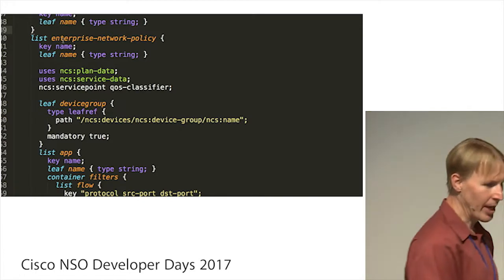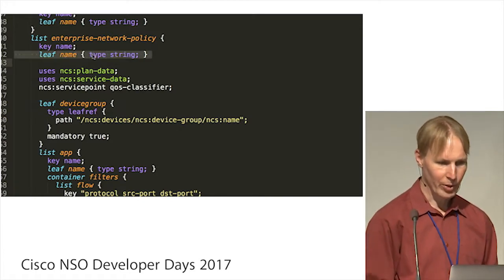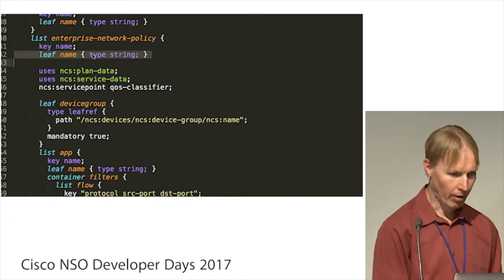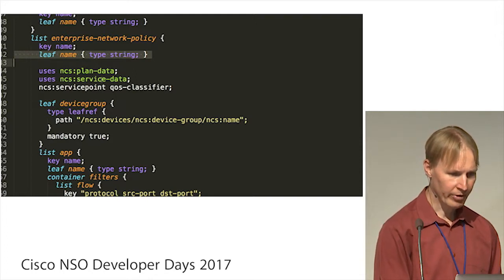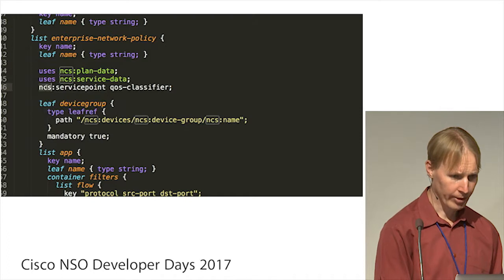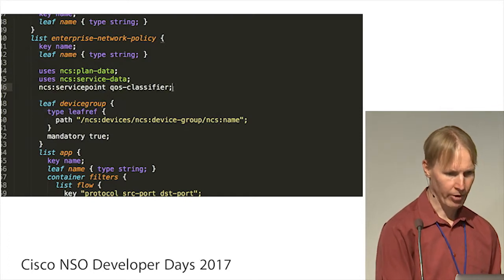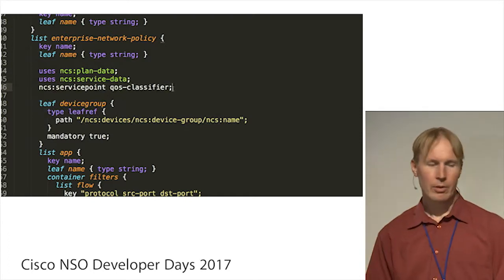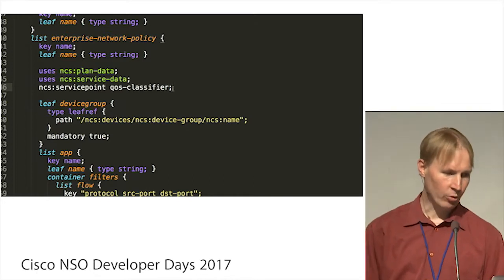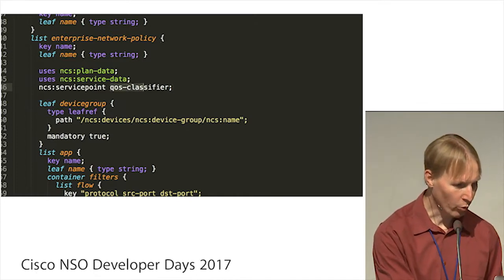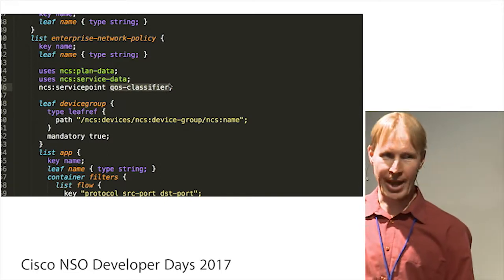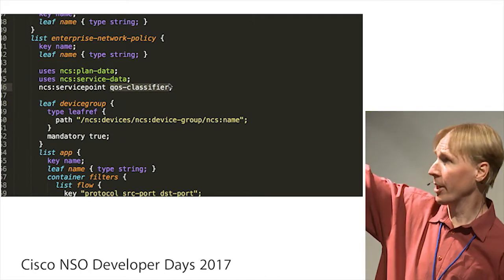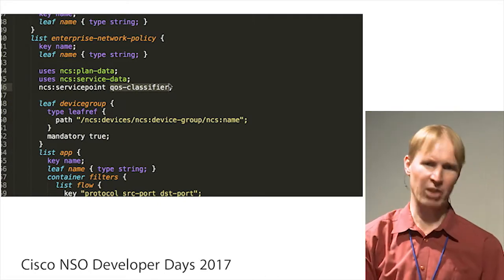Each instance should have a name, which is just any sort of string. You can call it whatever you want. You can even use Japanese characters if you like. Strings are supporting them. Then we have uses ncs:plan-data and service-data, and most importantly here, ncs:service-point CrossClassifier. We will later see that the Python code needs to say, I am responsible for CrossClassifier service. It needs to match. The Python code will say, I am CrossClassifier. This Yang code here says, I am CrossClassifier, and that's how they match.